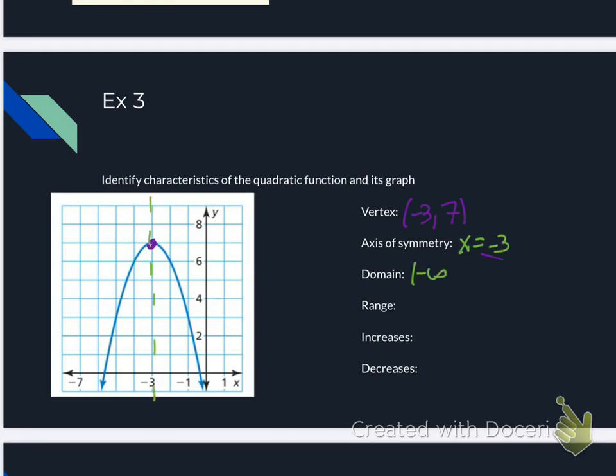Your domain, and all of these problems so far have been negative infinity to positive infinity. Your range, lowest value is negative infinity to your highest y value, which is 7. It is at 7, so it's inclusive.